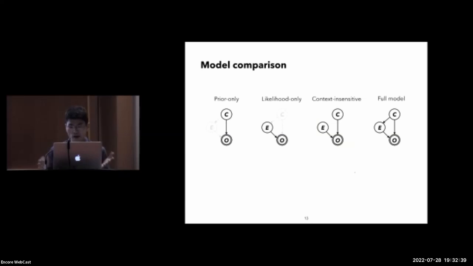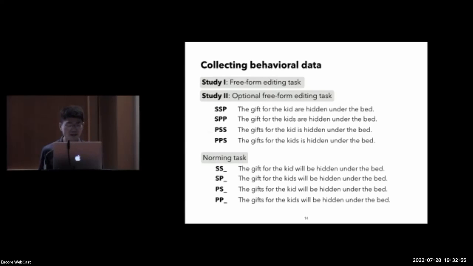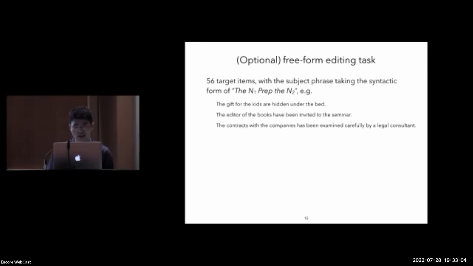Now, to compare across these four models, we want to collect some human behavioral data. So to do that, we designed two studies that take the form of free-form editing tasks. They're basically just like what we did at the beginning of the talk. We also conduct a norming task to collect people's prior judgments of the error-free forms. For the optional free-form editing task, we designed 56 target items with the subject phrase taking this simple and consistent syntactic form of noun, preposition, noun, with some examples on the slides, like "the editor of the books" or "the contracts with the companies."